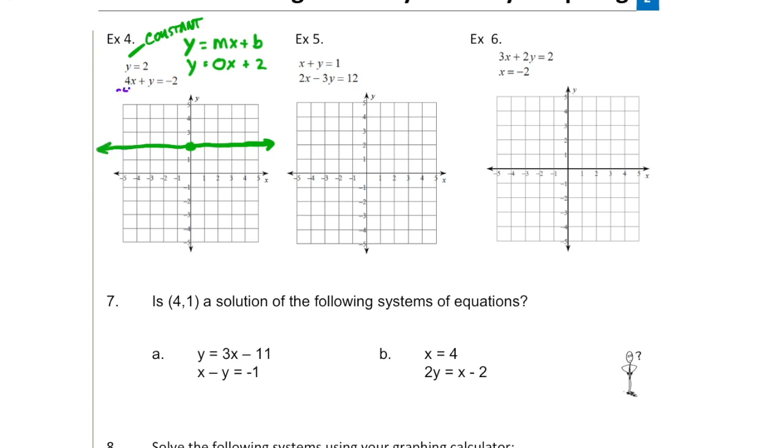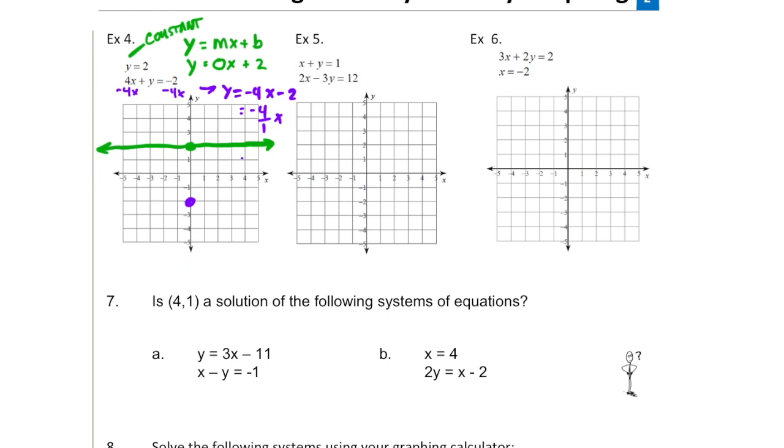The other equation, we just have to move this 4x over. So we're just subtracting that 4x. So y equals negative 4x minus 2, y-intercept of negative 2. The slope means down 4 over 1. Okay, that's still equal to negative 4. But again, I can't go down 4 because I run out of room.